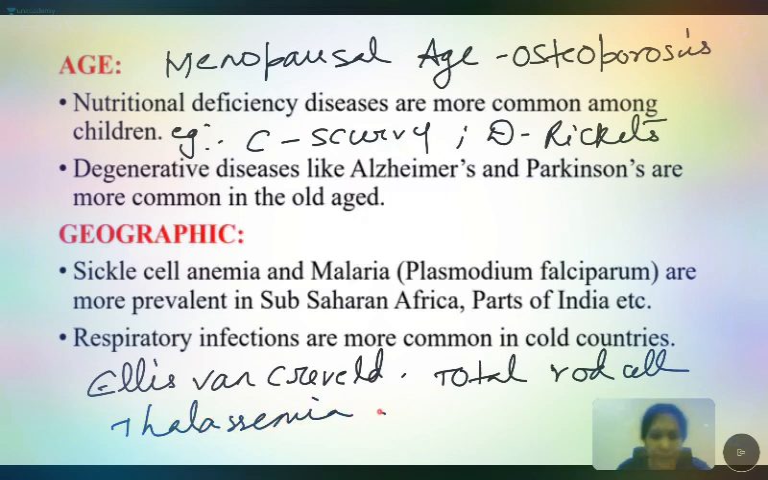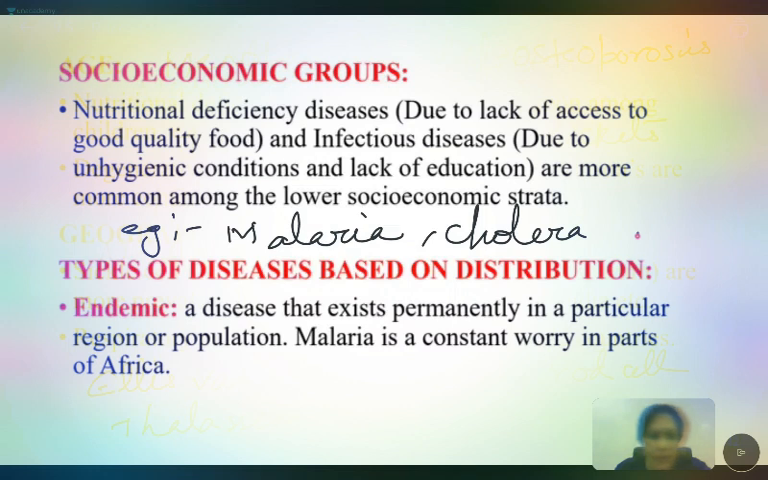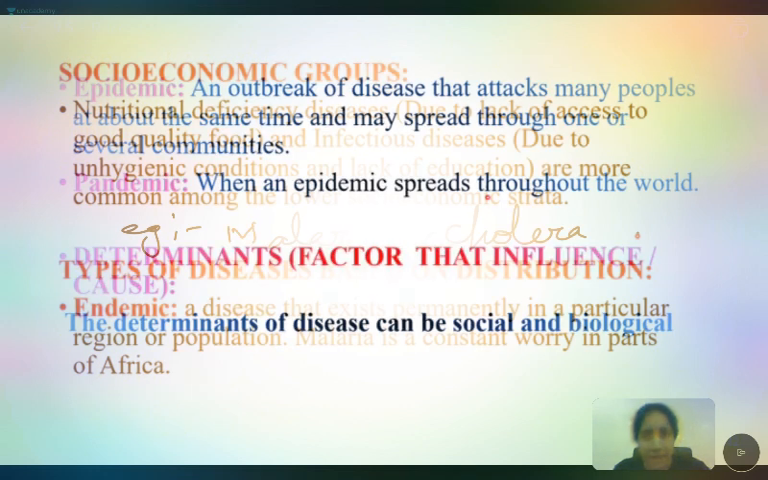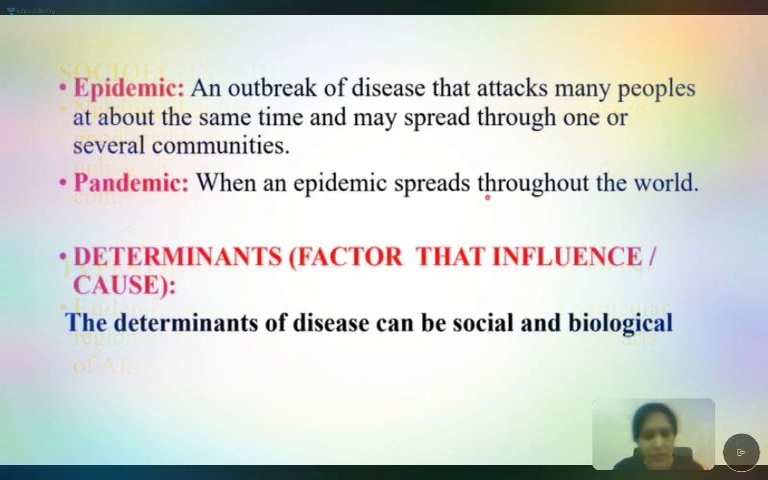Geographic is over. Socioeconomic groups examples are over. And types of diseases based on distribution we have also completed. So can I say that distribution is over among the two terms? The first factor is completed. Next one, determinants. Determinants means, as I told you, causes. What causes the disease? Factors that influence or cause the disease are determinants.